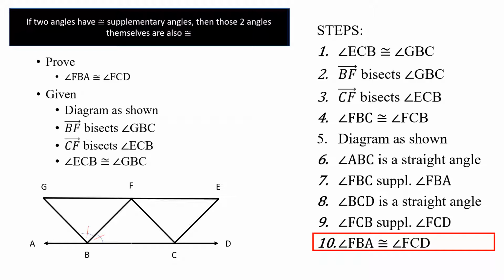Now we've already established that those two angles, FBC and FCB, are congruent. We established that in step 4, and their supplementary angles are angle FBA and angle FCD, which we're trying to prove are congruent. But if those two angles in step 4 are congruent, then their supplementary angles will also be congruent, and their supplementary angles are angles FBA and FCD, and so that's how we know that they are congruent.